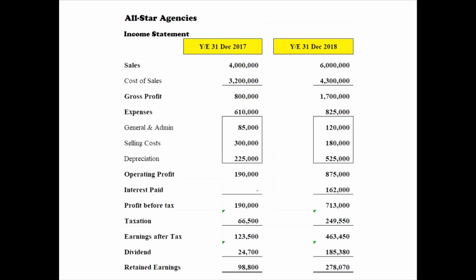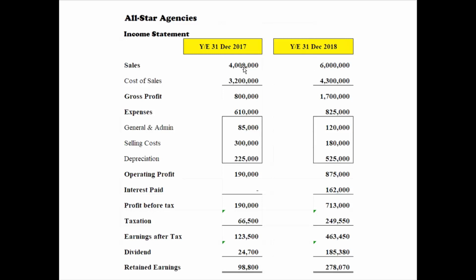So let's bring in the income statement. And we're going to start with the 2017 year. Some of the numbers I will skip through pretty quickly because they are quite straightforward, and others I will spend a moment on because there's a little bit more complexity there.